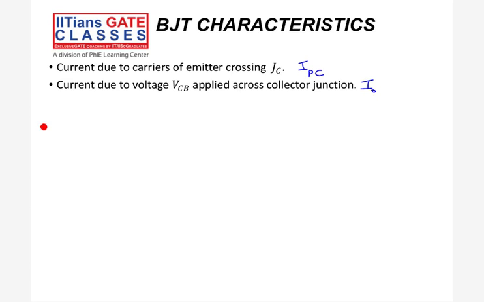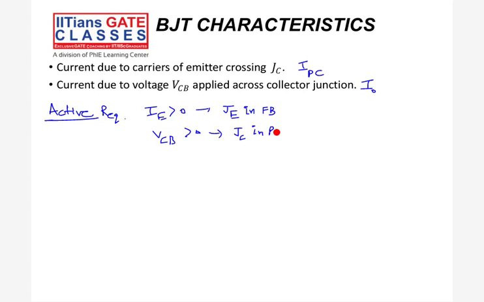The third region is the active region. In the active region, what is happening? IE will be greater than 0, definitely. So my JE will be forward biased. The second thing, VCB is greater than 0. So my JC is reverse biased. So this mode is called active mode. This combination is called active mode.